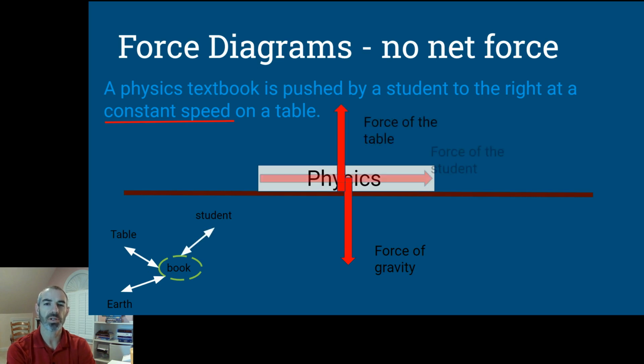Now, because there's a force to the right, that means there has to be something balancing it out to the left. And that force is the force of friction. The frictional force acts in the opposite direction of motion to balance this out so that the book can have a constant speed. If it didn't have friction, it would not have a constant speed.